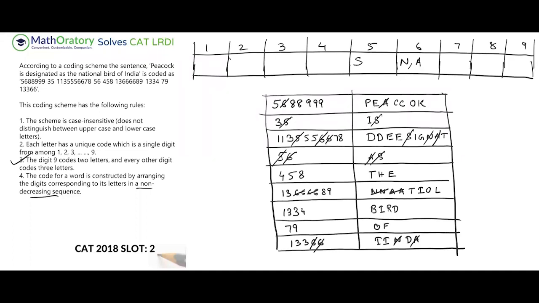Now I is pretty obvious from the second code. So I takes up 3. I goes here. What else do we have? Designated has an I, so this goes. National has an I. Bird has an I; I mean, bird already has an I. Anyhow, couple of I's, couple of 3's. Okay, so that is it.